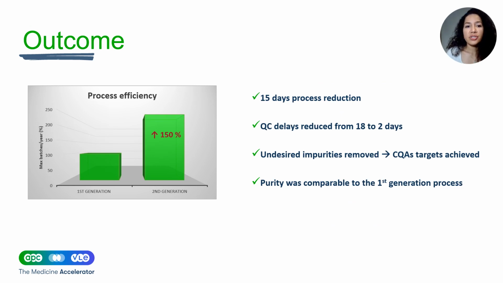The process efficiency increased drastically compared to the first generation. The maximum number of batches per year has increased by 150%. The process time has been reduced by 15 days. The quality control delays decreased from 18 to only 2 days. And the new process can efficiently remove the undesired impurities, achieving the critical quality attribute targets.